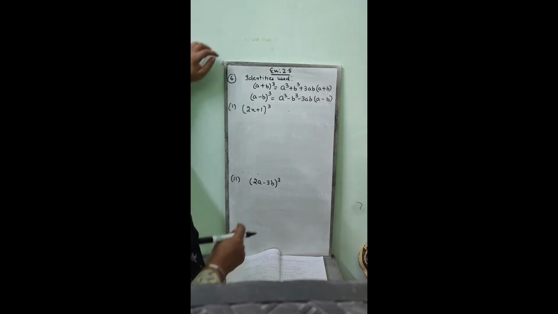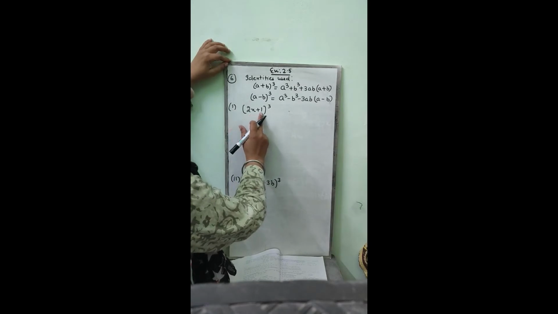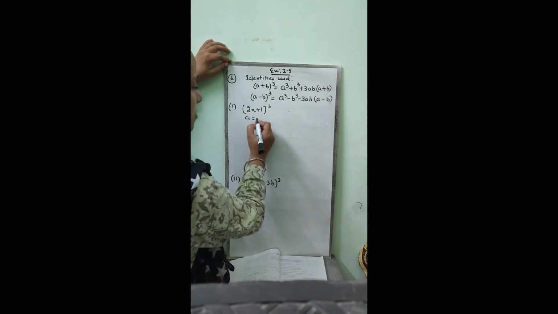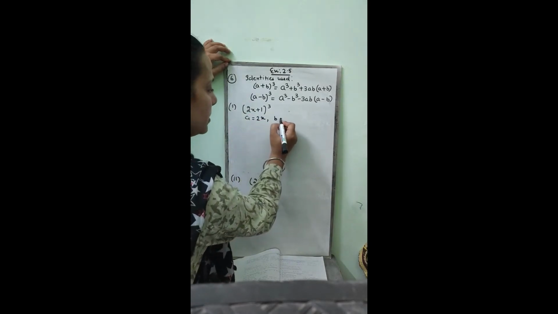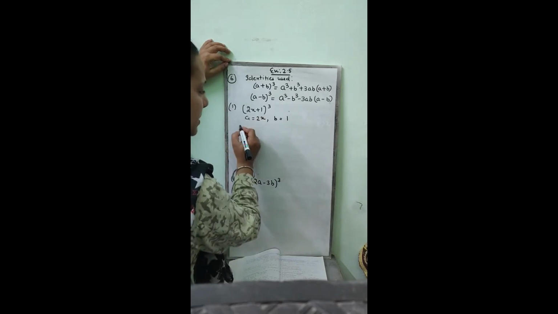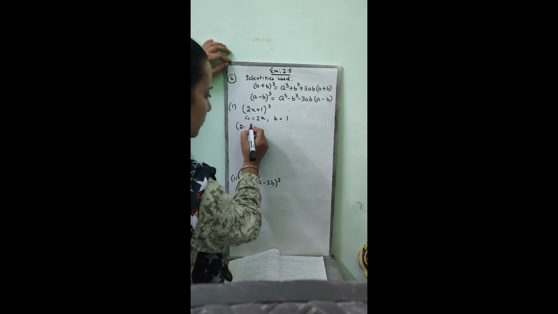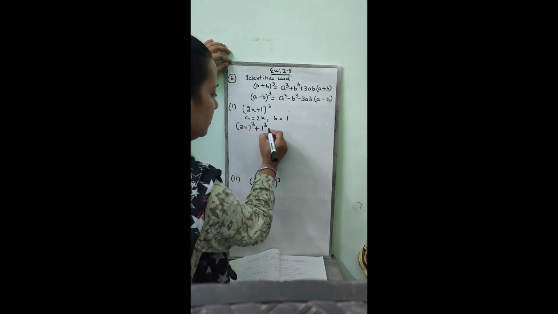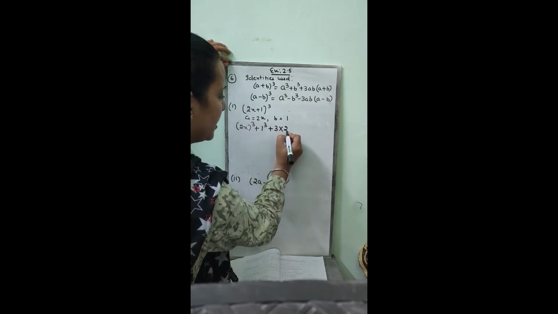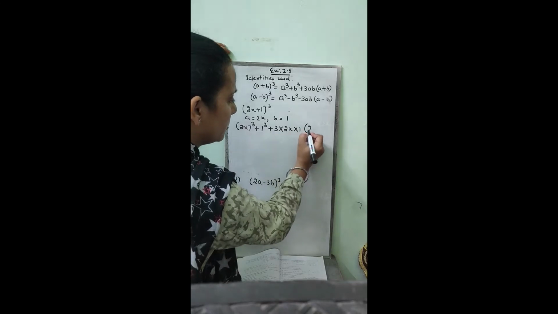Identity (a plus b) whole cube. See, this is a and this is b. a is 2x, b is 1. (a plus b) whole cube is a cube plus b cube plus 3ab into (a plus b).